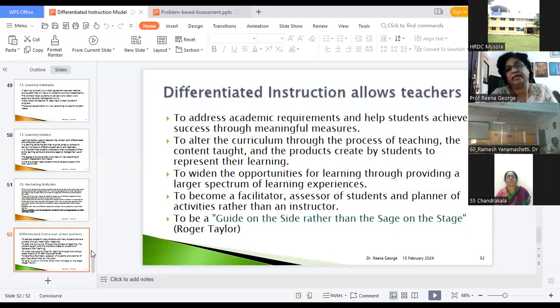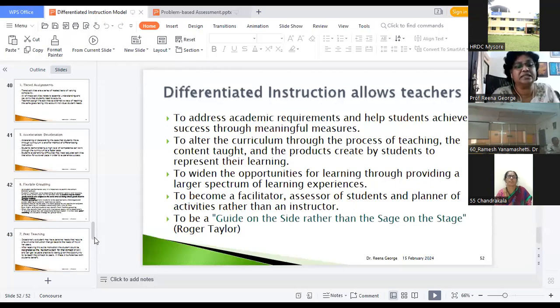And this is the dictum: to be a guide on the side rather than a sage on the stage. This is what Roger Taylor has said. In differentiated instruction, a teacher is expected to be on the side of the student rather than at center stage. Okay, so that is about differentiated instruction.